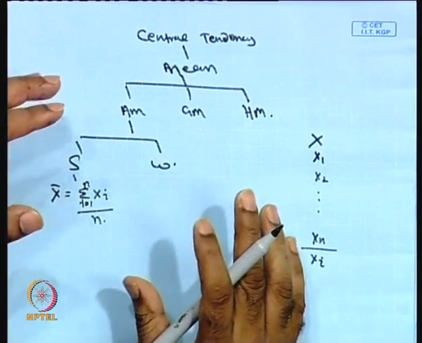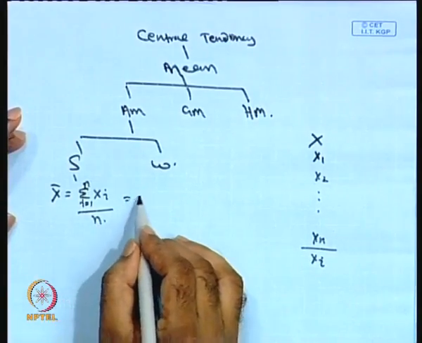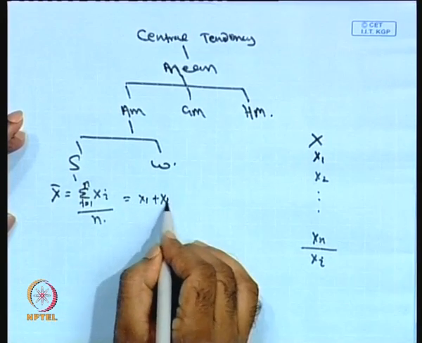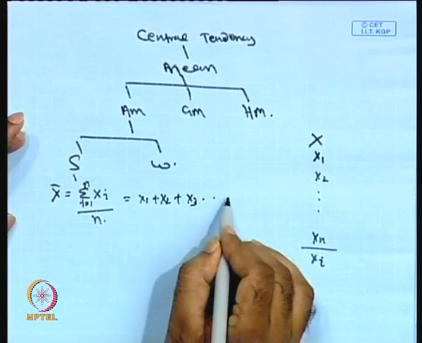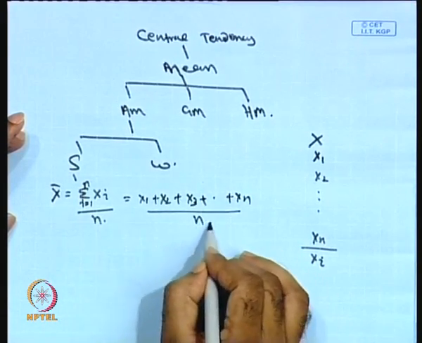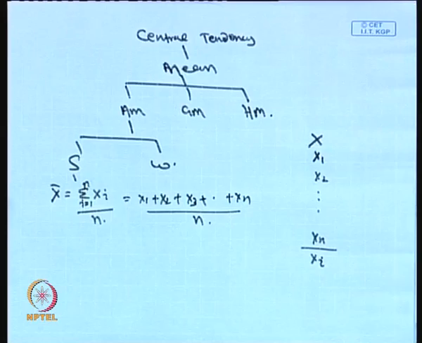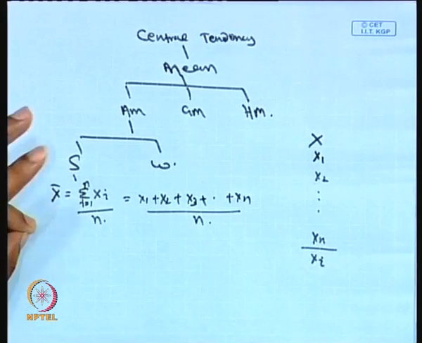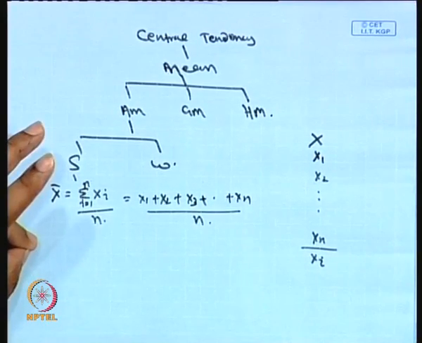So, what is the fundamental issue of arithmetic mean? In a simple structure, the fundamental issue is to add all the observation values and divide by the number of observations. That means it is nothing but x1 plus x2 plus x3 up to plus xn divided by the number of observations. Okay. So, this is the simple structure of arithmetic mean.